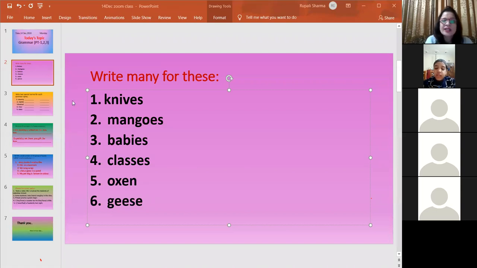Okay, now the second chapter we are going to cover. Do you know what that chapter is? Special name and common naming words. Before showing you the slides, can anybody tell me what are naming words? Naming words kya hai?